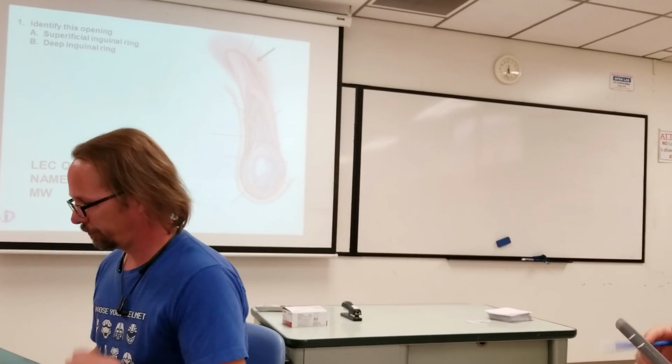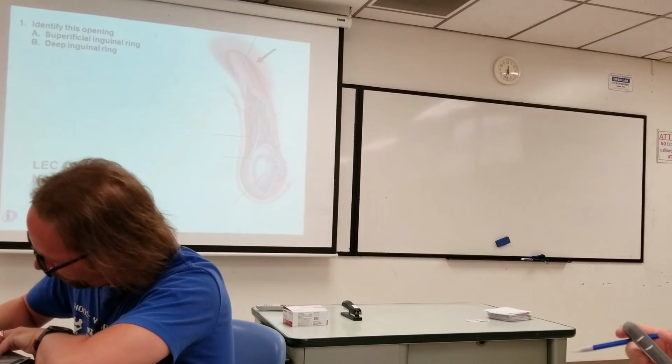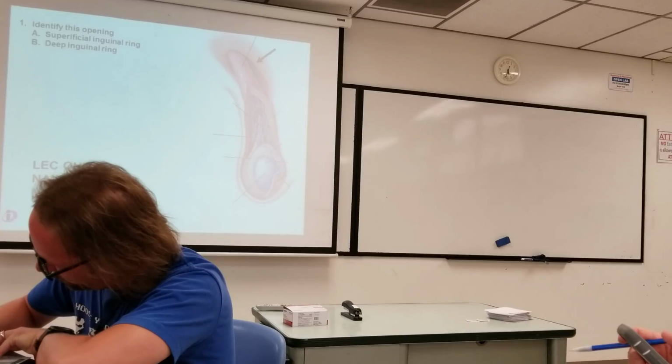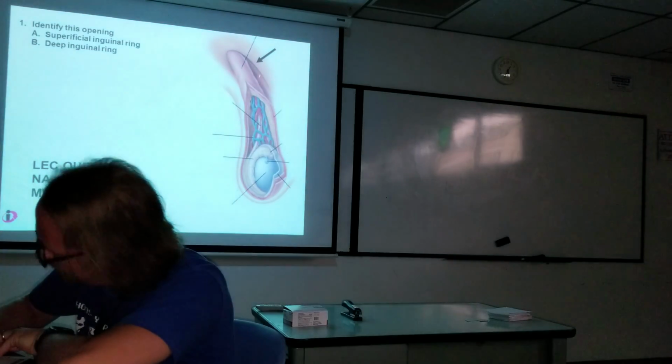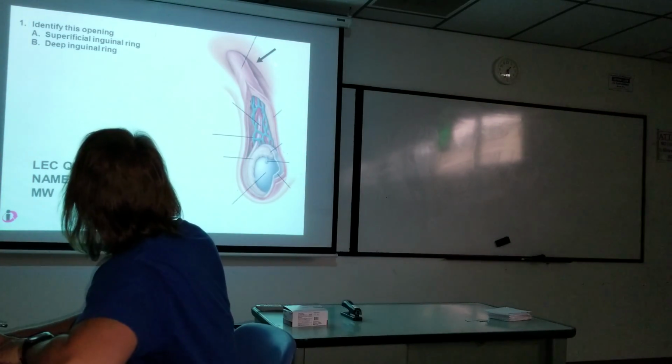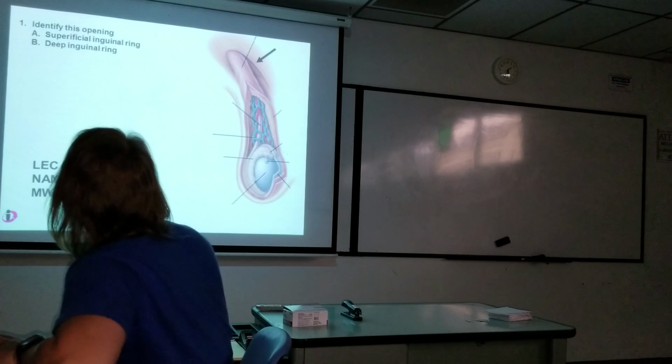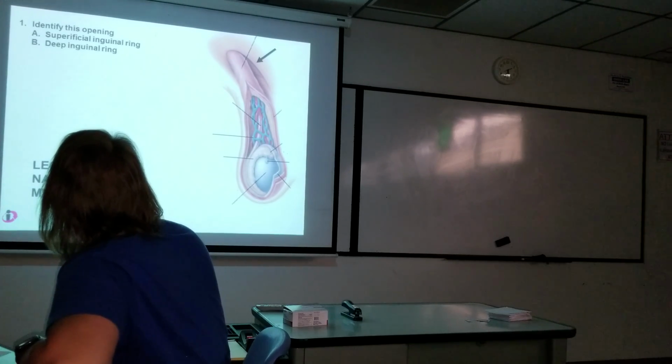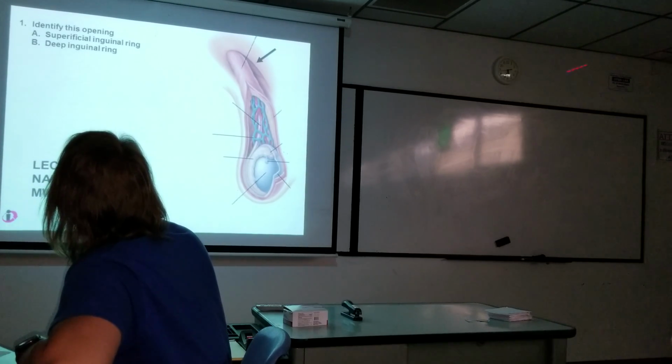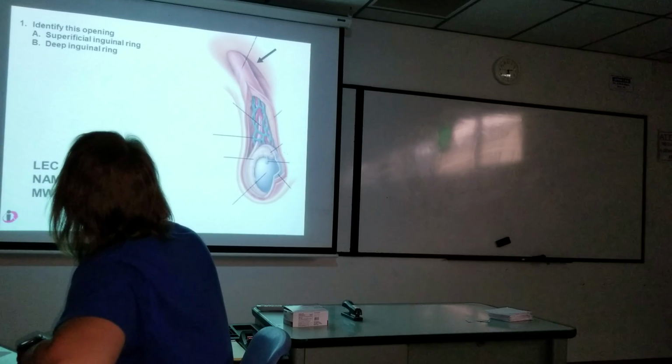So the first question, it's kind of a lab question. Identify this opening that you see right here. This would be in the connective tissue of the external abdominal oblique. It's forming both the wall and the opening in that. And continuing down is the external spermatic fascia.